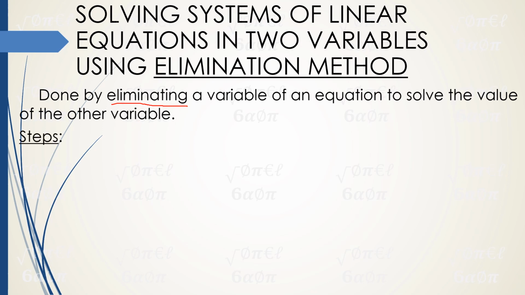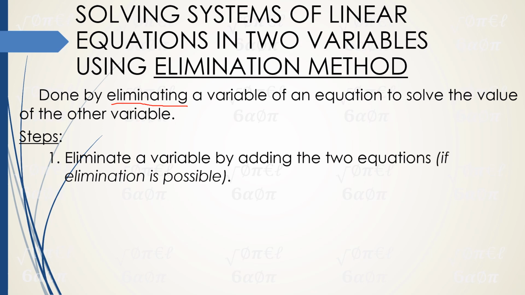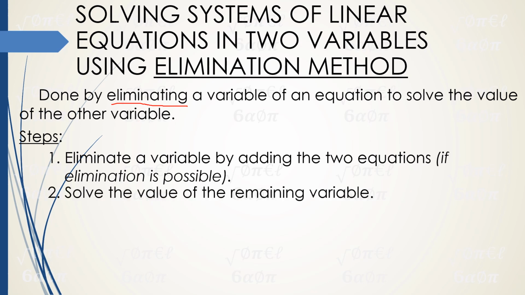Okay, so here are the steps. Number 1 is to eliminate a variable by adding the two equations, if elimination is possible. So, ang gagawin lang pala, i-add lang natin yung dalawang equations, kung possible na maeliminate siya kapag in-add natin. Pero kung hindi siya possible, so gagawan lang natin ng mga simpleng paraan para maging possible na ang elimination. For number 2, solve the value of the remaining variable. Once na naka-eliminate na tayo ng isang variable, masasolve na natin yung value ng remaining variable.